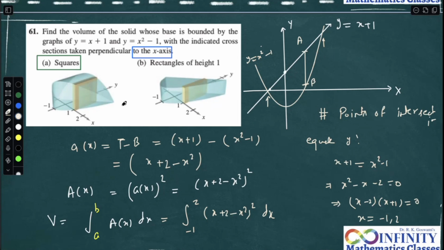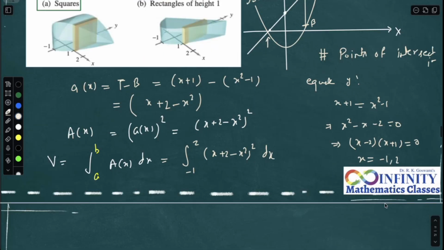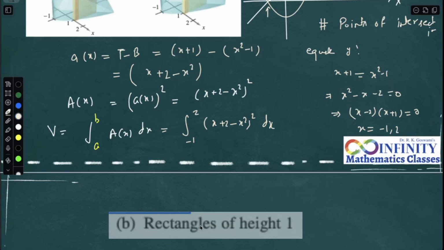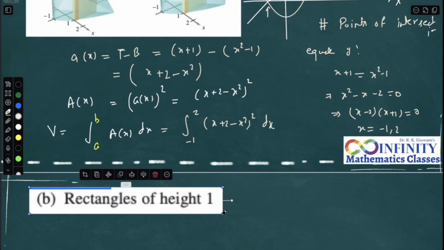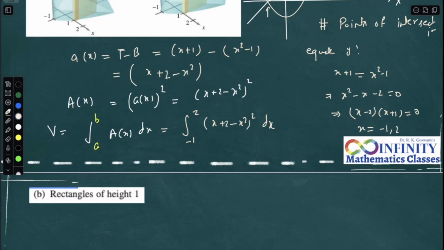Right. Now, same question. The second task is the cross section is nothing but a rectangle, and the height is given to you. Look at the question, read the question carefully. Can you please help me? What should be the cross section area here?